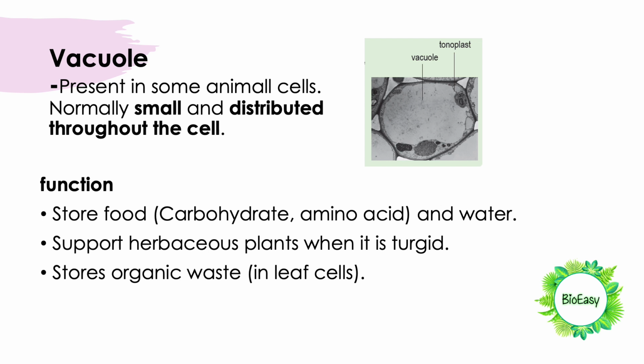Vacuole is present in some animal cells. It is normally small and distributed throughout the cell. Its function is to store food, carbohydrate, amino acid, and water. It supports herbaceous plants when it is turgid. It stores organic waste in leaf cells.